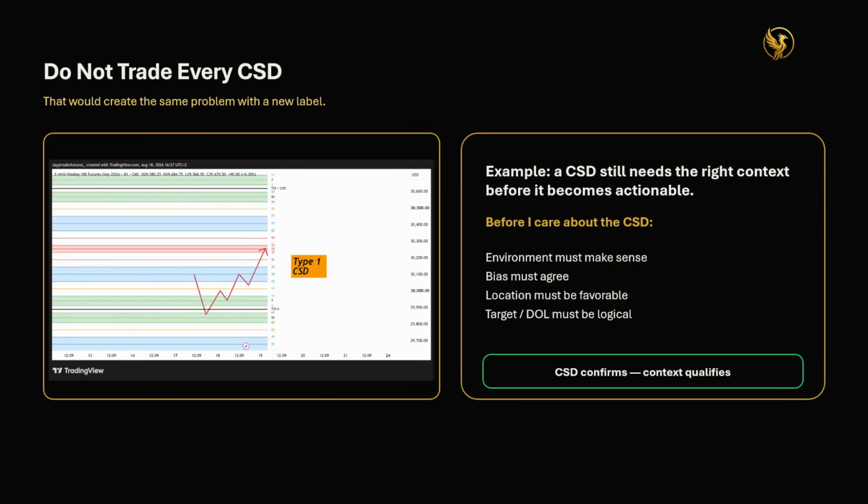This is where many traders can accidentally recreate the same problem. If we begin trading every CZ that appears, CZ simply becomes another pattern that we chase around the chart. And then like I said, we become no better than pattern traders, right? Yes, this is the schematic for a type 1 CSD, but every time you see a CSD, does that mean that you should automatically take it? No. All that is doing is giving you a directional bias for this specific dealing range.